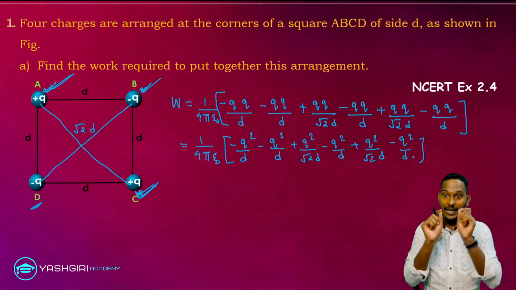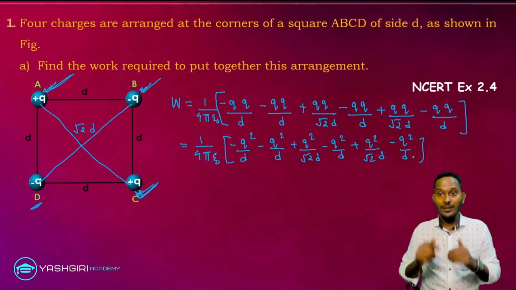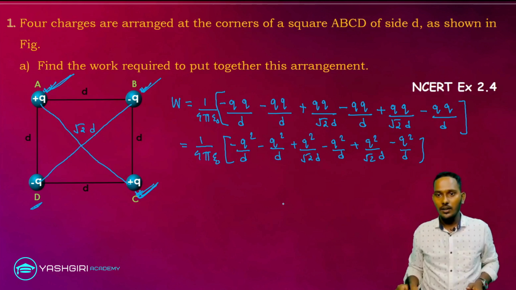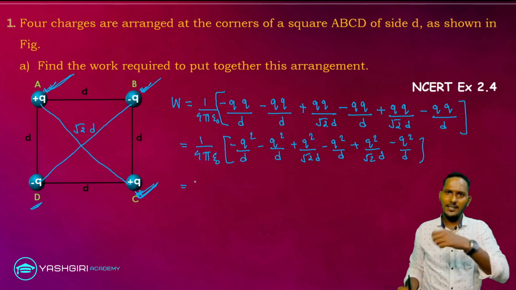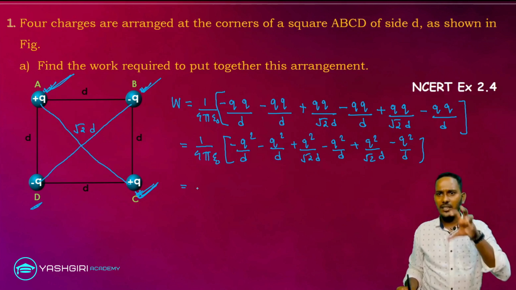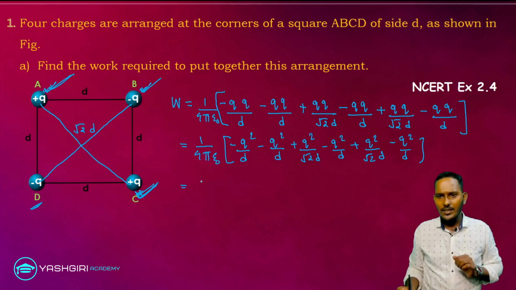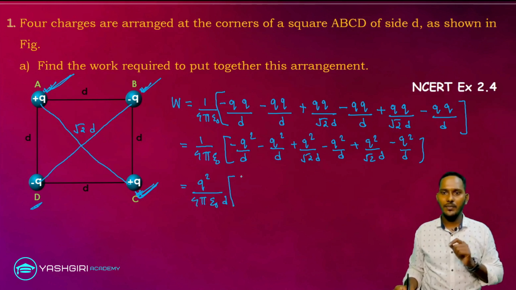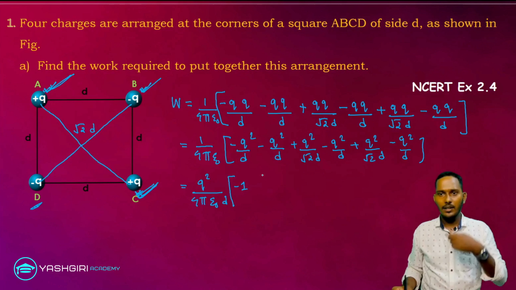Now from here, students, I can take that Q square upon D common out. Let me write it here. Along with that minus sign, I will be taking them out. Or else let me keep that minus as it is for now. So I'll take the Q square out, Q square upon 4 pi epsilon naught times D, right? So what we will be having, the first term will be a -1. Second term will also be -1 inside the bracket.